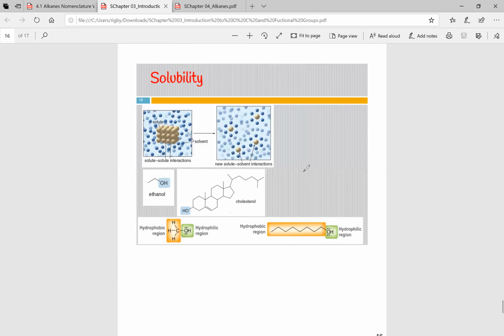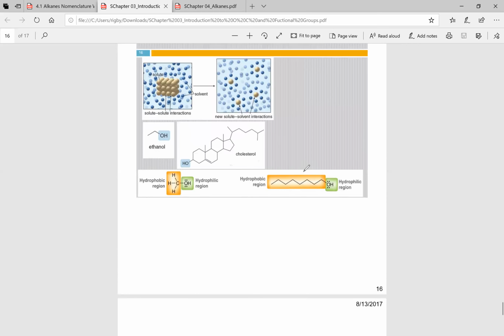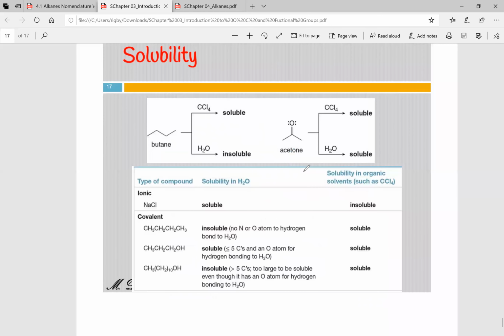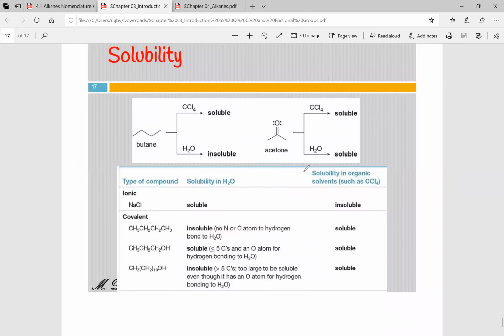So solubility, again, if it does have a dipole moment, if it is polar or polarizable, it will be soluble in water. Also, something else to note, if it doesn't have a dipole moment, it will be soluble in an organic solvent. This is why we see oil and water not mixing. It's because water is a polar solvent and oil is a non-polar solvent. So if we have something like butane or hexane, that will dissolve in oil, which is our organic solvent, but it will not dissolve in water, which is our polar solvent.